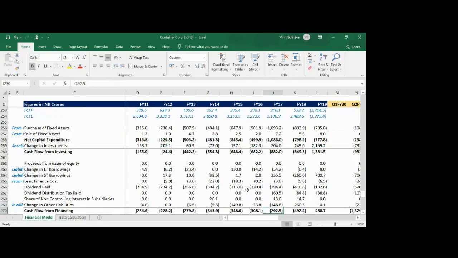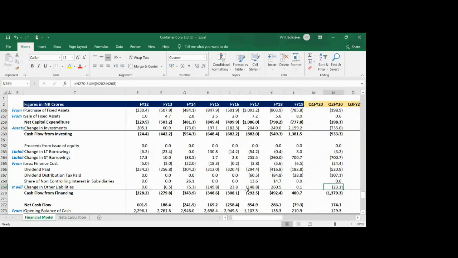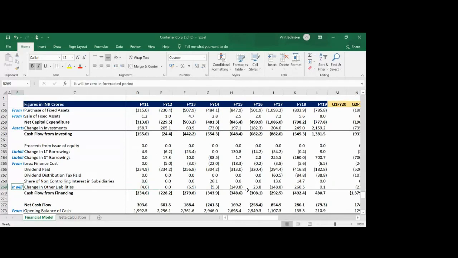And how are you going to fund this? So now you are going to fund it from proceeds of issue of equity. There is no issue of equity. Is there any long-term change in borrowing? If you see the liability side, it says current year minus previous year. So your liabilities have come down, right? Your short-term borrowings have gone up. Okay, then you deduct the expenses paid, then you deduct the dividend paid, then you deduct the distribution tax paid, then you add the share of non-controlling interest in subsidiaries, and if there are any changes in other long-term liabilities. In the forecasted period, we cannot get these numbers very easily, so we tend to keep it at zero or at the same levels.